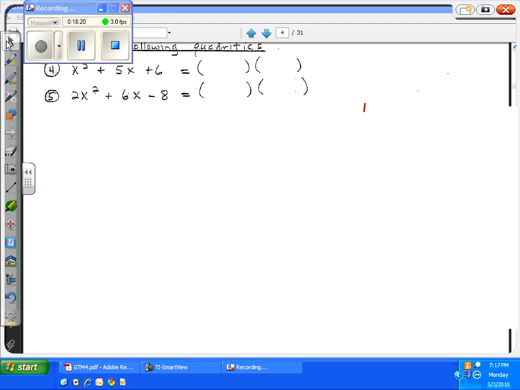So we're going to start running that drill. We're going to take the A times the C. The A was 2 and the C was negative 8. And when we multiply, we get negative 16. And we want to focus on the fact that the sign of that answer was negative.